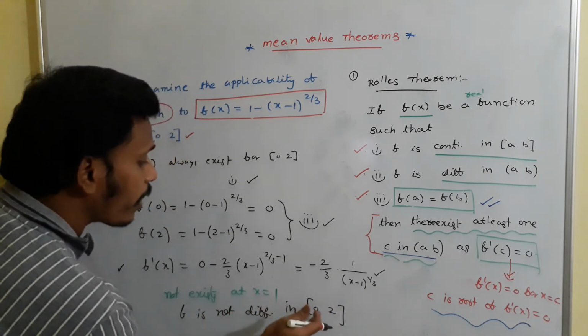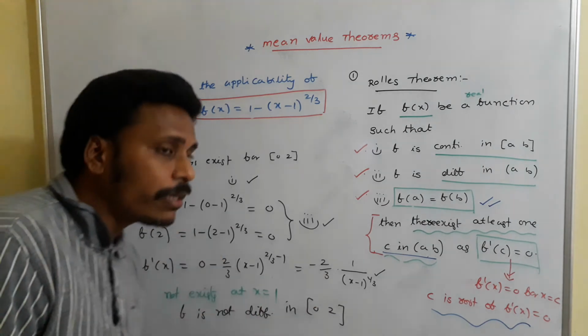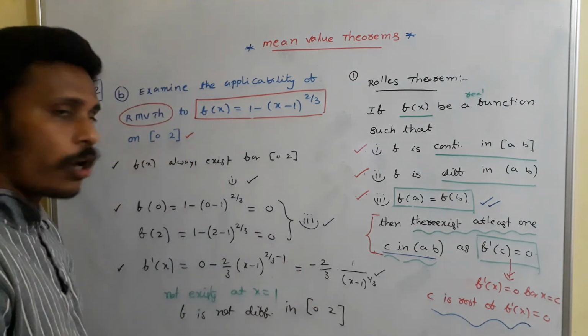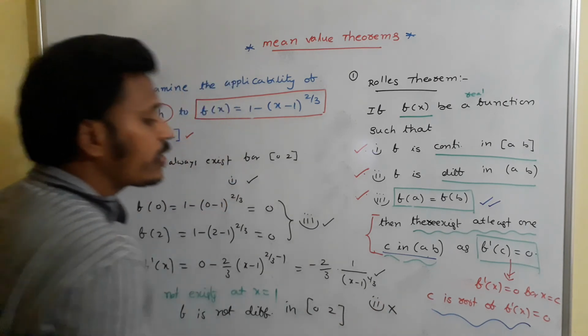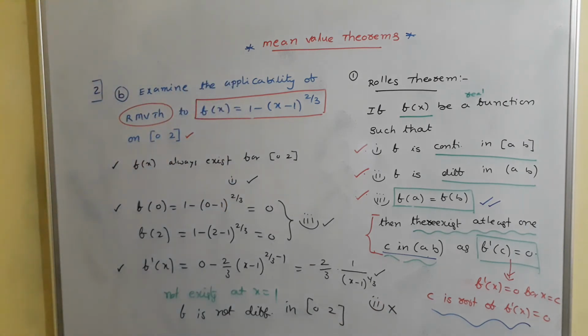Why? Because 1 is a number in this interval. At that number the function is not differentiable, so f is not differentiable. Since f is not differentiable, the second point is not acceptable. So the second condition of Rolle's theorem is not satisfied. At the end, Rolle's theorem is not applicable for the given function.